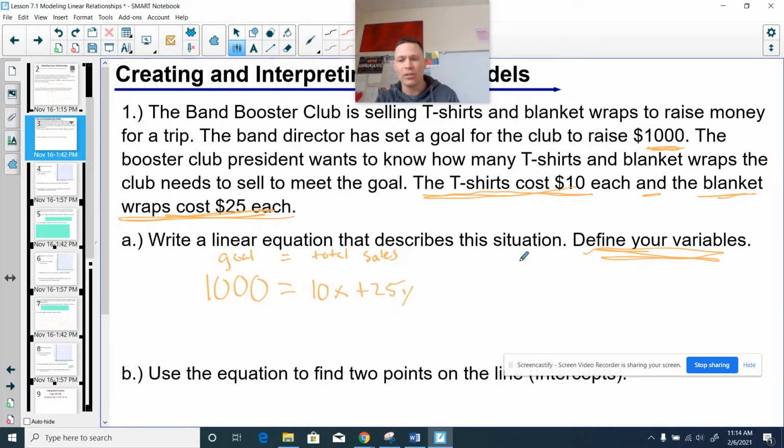Okay, so it said define our variables. So what does x equal? It's the number of shirts sold. And what is y? Y is the number of wraps sold. I'm actually thinking of the next problem, wraps. Okay, so we got our equation.